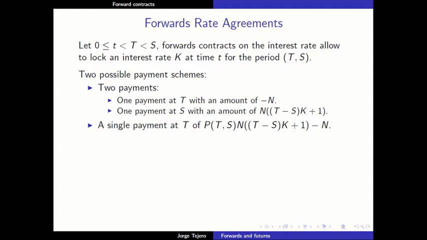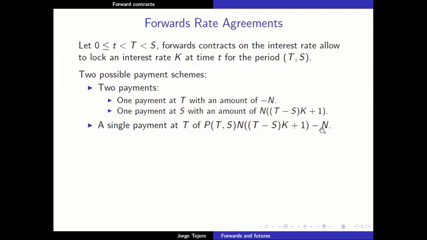In order to move the payment taking place at S in the other payment scheme and move it to T, that is, when we want to move the payment from the end of the period to the beginning of the period, we would have to multiply that payment by the zero coupon bond going from T to S. And that leads us to the expression that we can see over here.